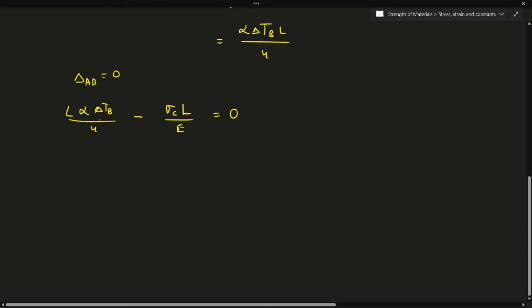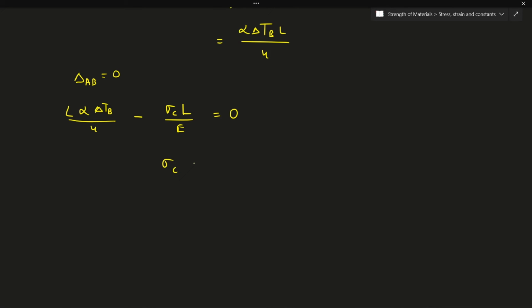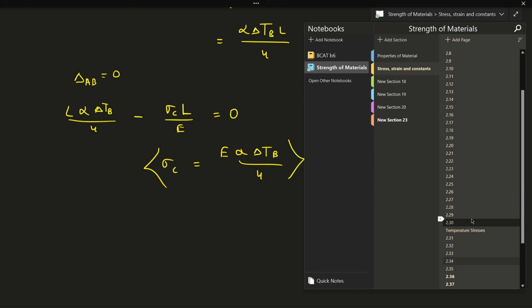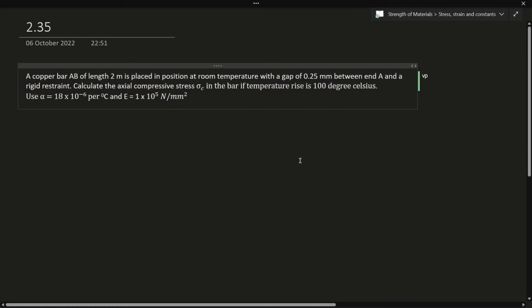So this is the free extension minus the extension because of the thermal stresses. Now sigma C is given by E alpha delta T B divided by 4, and this would be the total compressive stress because of uneven temperature rise. Let me move to the last question in this video.